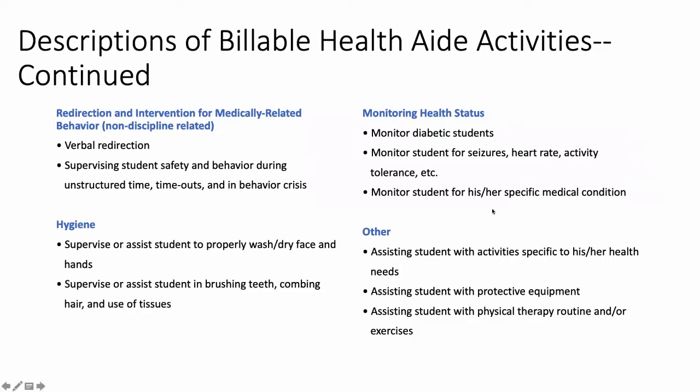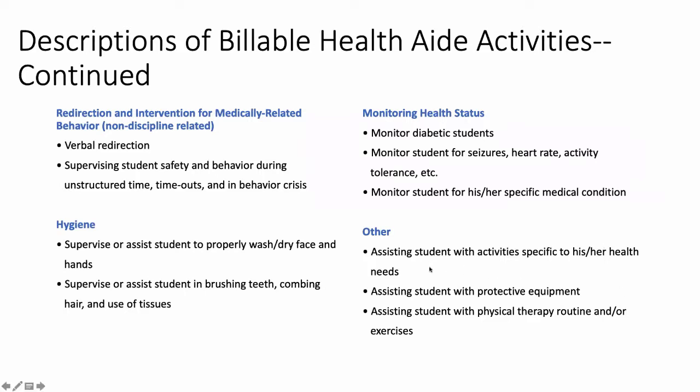Under monitoring for health status, some students require that medical support: monitoring diabetic students, monitoring students for seizures, heart rate, activity tolerance, etc., and then monitoring the student for his or her specific medical condition. And again, that would all be outlined in the IEP and throughout the IEP for those services and supports that would specifically be required.